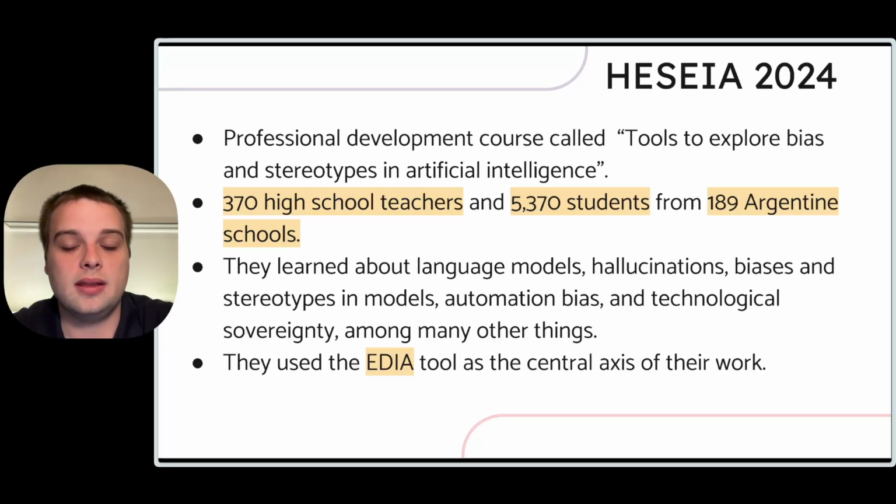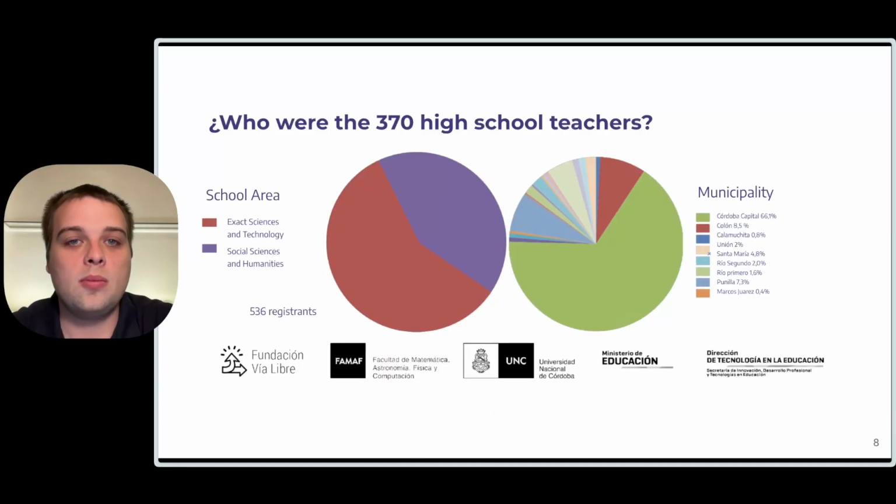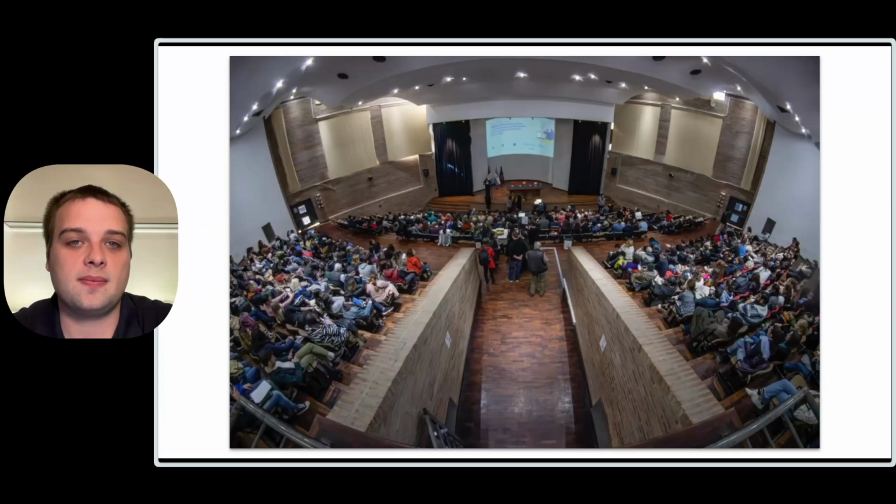Throughout the PD course and the successive classes with students, our own developed tool HESEIA was used as the central axis of their work. Almost half of the teachers came from social sciences and the other half from exact sciences. About 2/3 of the teachers came from Córdoba City, but we are very grateful to the other third who teach in other cities in the province. They had up to 3 hours of transportation every Saturday to be part of the course. These are some pictures of classes during HESEIA.